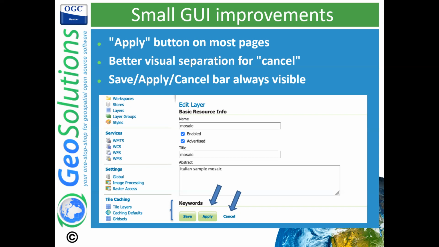The cancel button is also pretty evident. It's clearly visually separated from the other two. And for pages that are very long, like the layers configuration page, we now have this ability to keep the save, apply, and cancel bar visible at all time at the bottom of the current visible area.